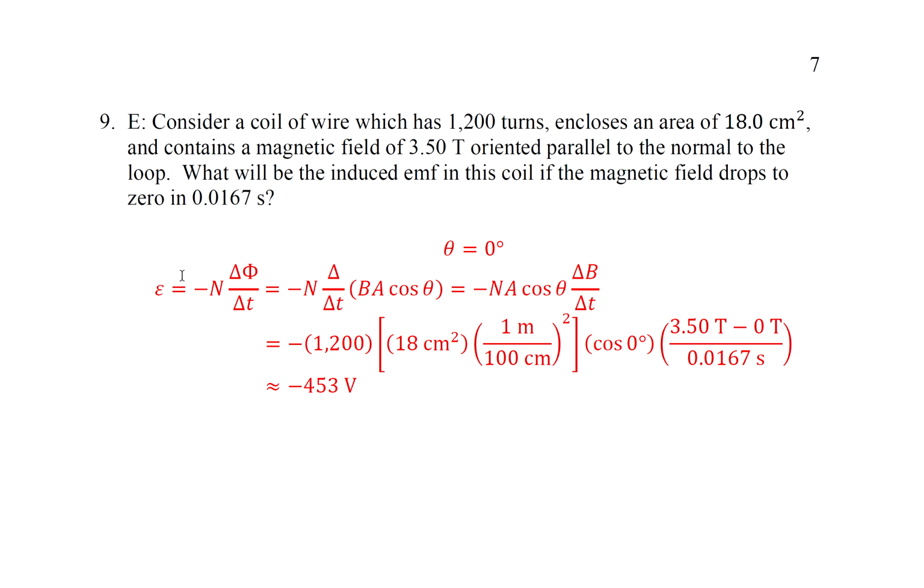E equals minus n d phi dt. Substitute for phi, it's BA cosine theta. Take out the constants. A is a constant. Okay? Theta is 0 degrees. Cosine of 0 is 1. So now we have this equation that I just highlighted. Plug in the numbers and convert centimeters to meters.